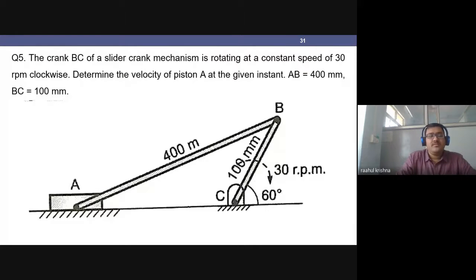Here, the crank of a slider crank. Now, this is another, different slider crank mechanism. It is rotating at a constant speed of 30 rpm, and it is given that it is rotating clockwise. I am supposed to determine the velocity of the piston A at the given instant. Here, the lengths are also given. My length AB is 400 mm, and my length BC is 100 mm.